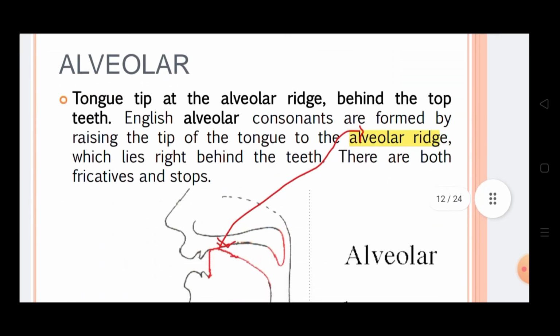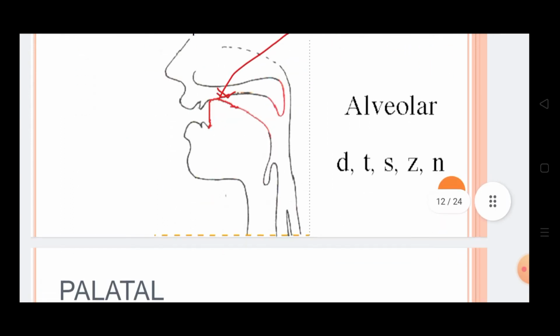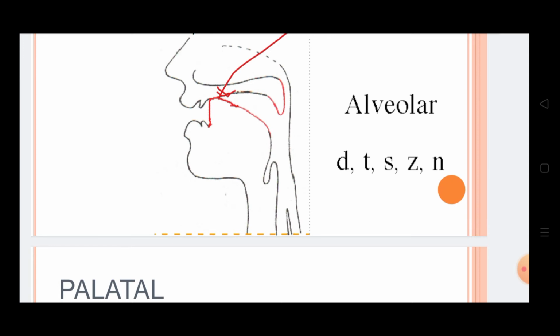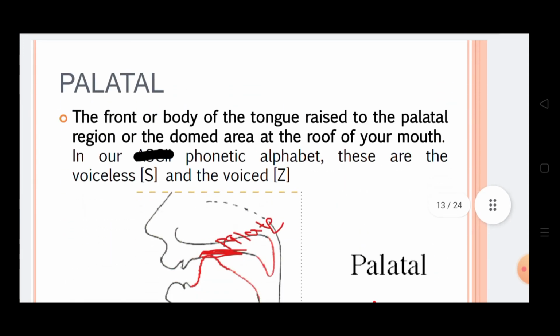And then alveolar sounds. In alveolar sounds, the position of the tongue is the tongue tip at the alveolar ridge. This region is known as the alveolar ridge, behind the top of the teeth. English alveolar consonants are formed by raising the tip of the tongue to the alveolar ridge. And alveolar sounds are t, d, s, z, and others.